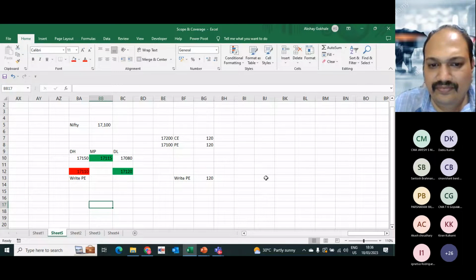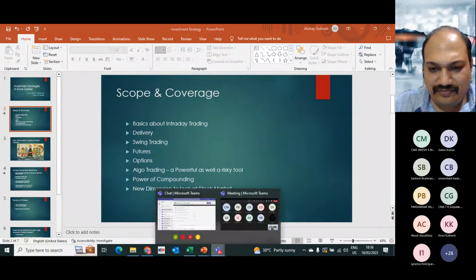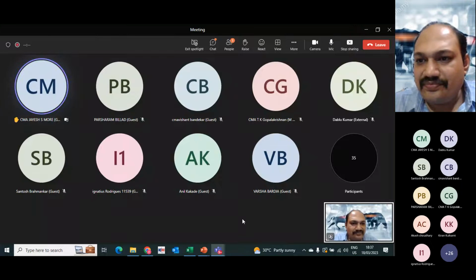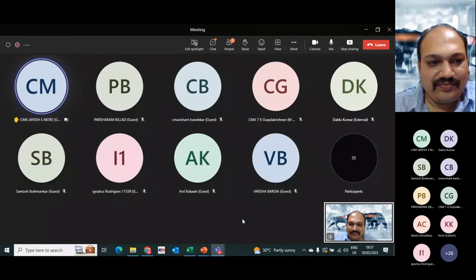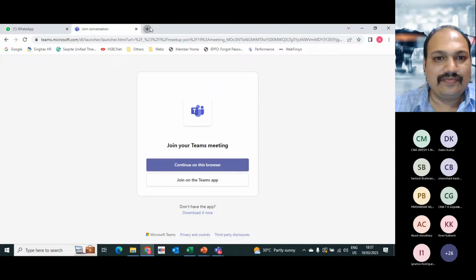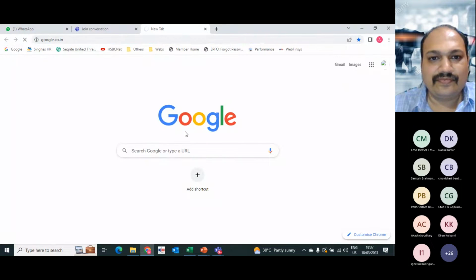Yes, sir. While you were explaining this strategy, I opened the Bank Nifty chart and applied it. Sometimes it takes a retracement to that midpoint and then reacts again. It crosses the midpoint level, goes down, then retraces to the midpoint, and then goes down again. So in that case, what should we do?